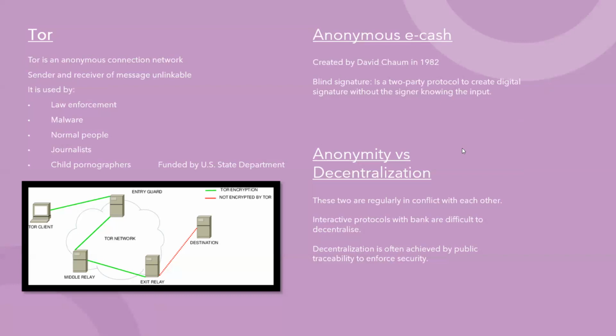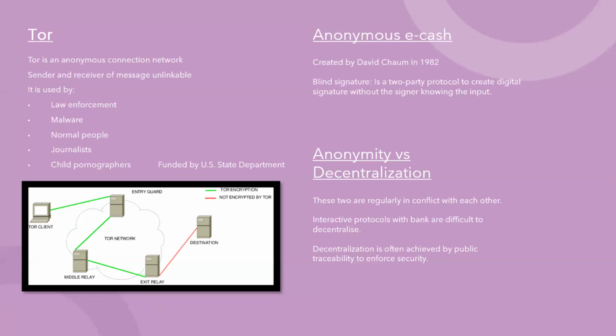Anonymity versus decentralization. The design functions of anonymization and decentralization are often in conflict with each other. Chaum's eCash has achieved perfect anonymity in a sense, through a blind signature protocol that we spoke about earlier, and with a central authority. The central authority is the bank. However, such protocols are very difficult to decentralize.